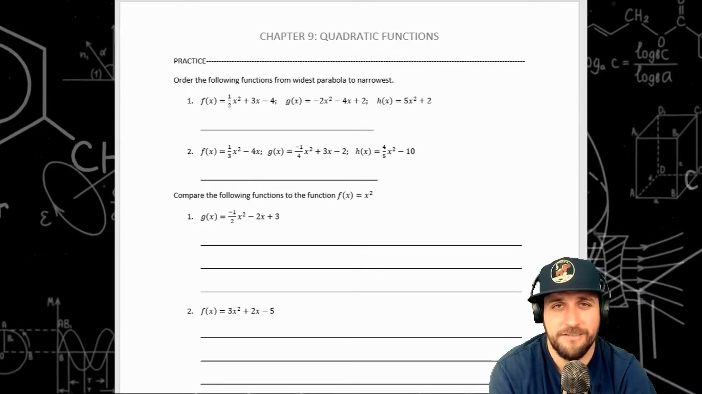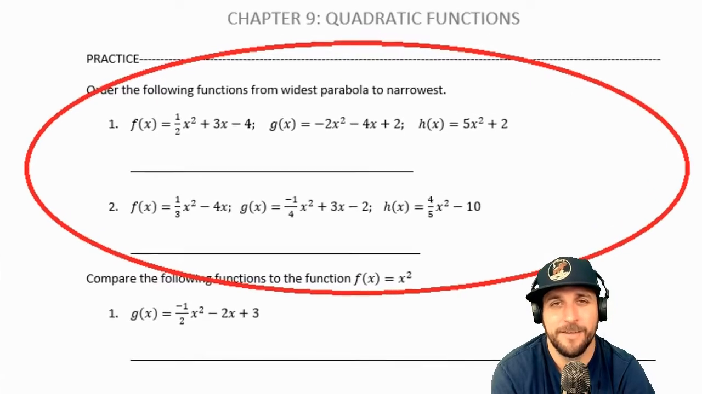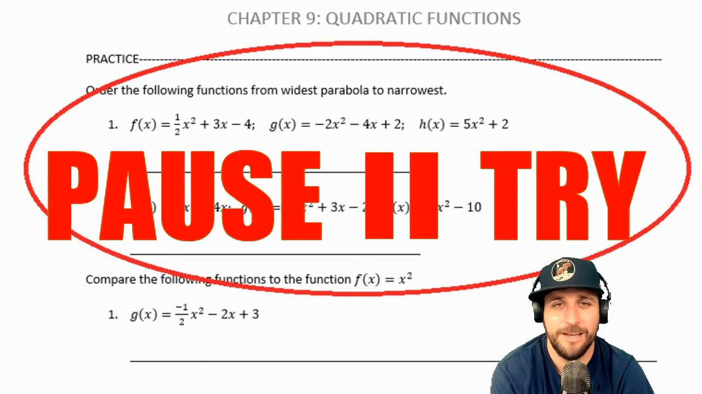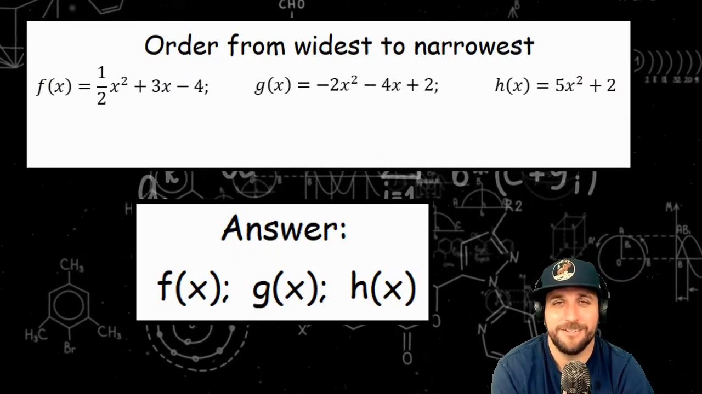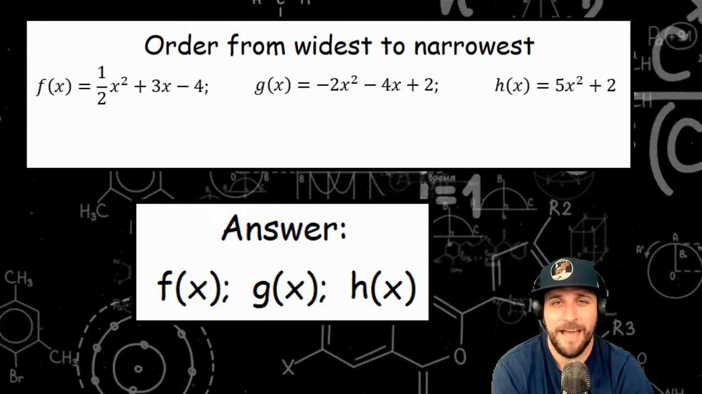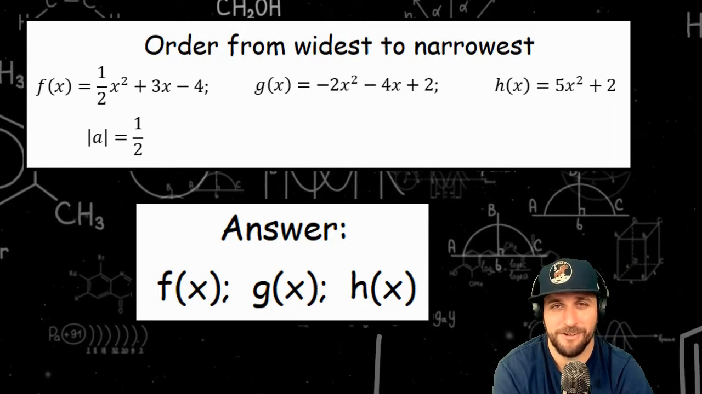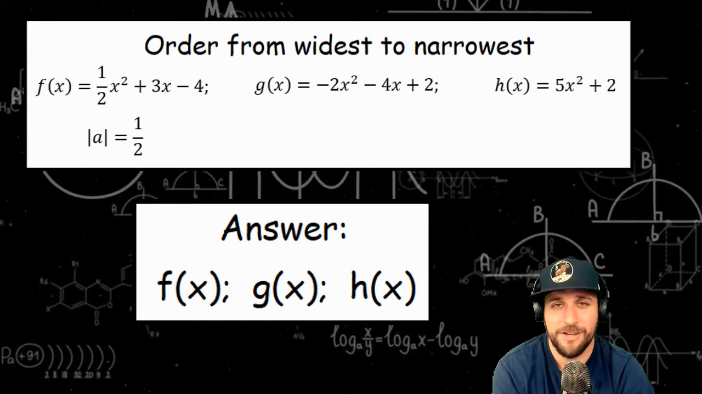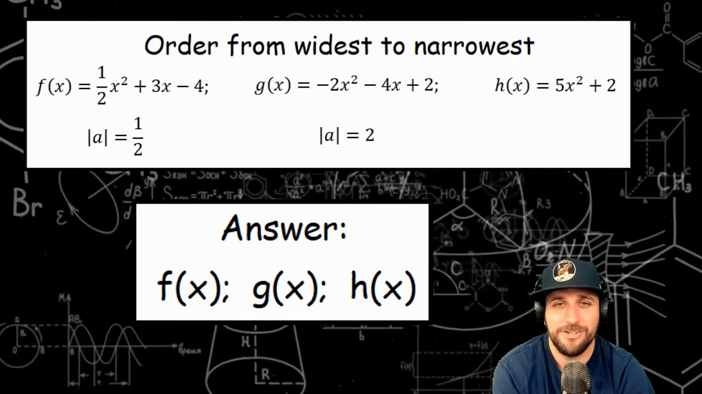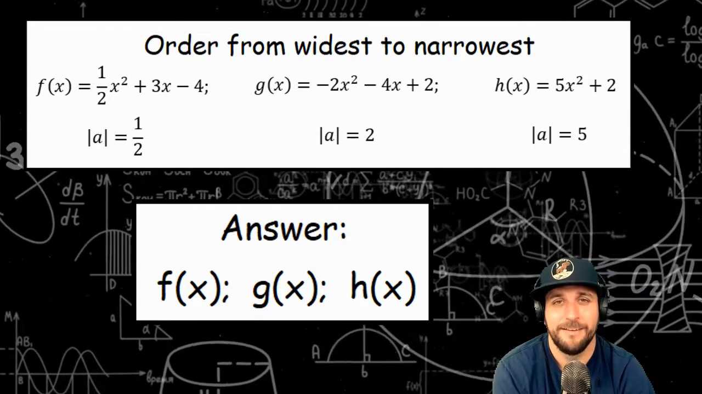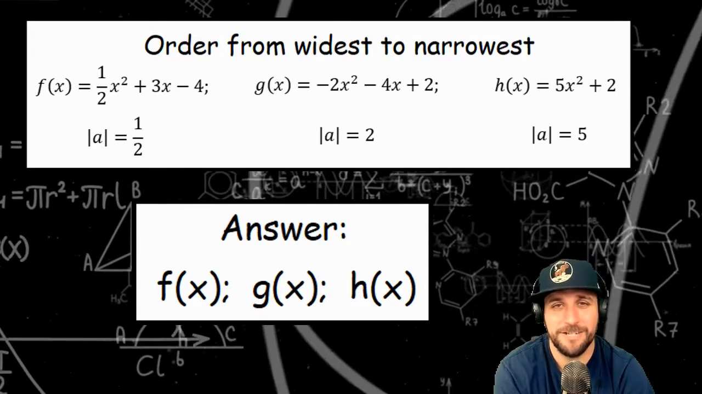On the back of our notes, we have a couple of practice problems. It asks us to arrange these functions from widest to narrowest. So take a moment and try and do that. Number 1 was already written in the right order: f of x, g of x, h of x. The absolute value of a on f of x was 1/2. That was the smallest one, so it's my widest graph. On g of x, the absolute value of a was 2, next smallest, so it's the next widest. And then on h, the absolute value of a was 5, the largest one, so my narrowest graph. So f of x, g of x, h of x.